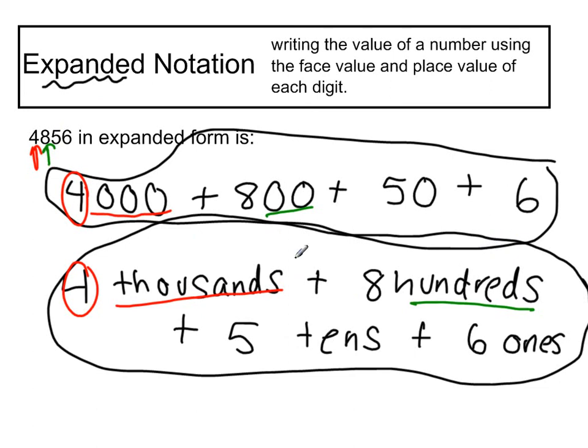Just be very careful. Let me show you what I don't want to see. 4,000 and then you write thousands again. That's very confusing. You can't put the two together because what you're telling me is you have 4,000 thousands. So that's a lot more thousands than just 4,000. You're having 4,000 of them. So that's a little bit more confusing. So be very careful. Don't mix the two. You either write one or the other.